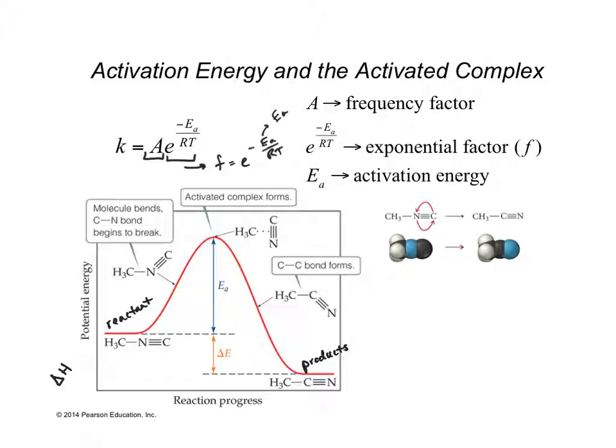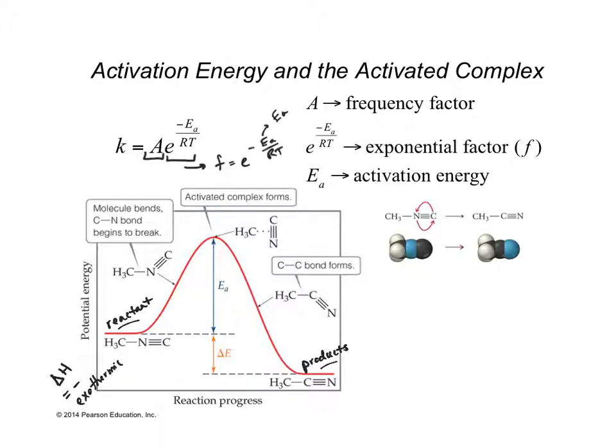So final is products minus initial. So final minus initial. If this guy is bigger than this guy, what's going to be the overall sign of delta H? Should be negative, right? So if delta H is negative, what do we call that? Exothermic or endothermic? Negative delta H is an exothermic reaction.